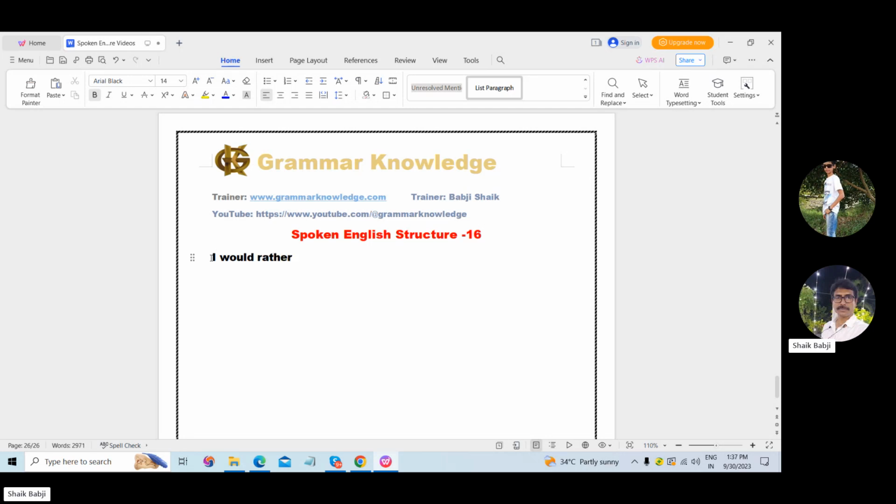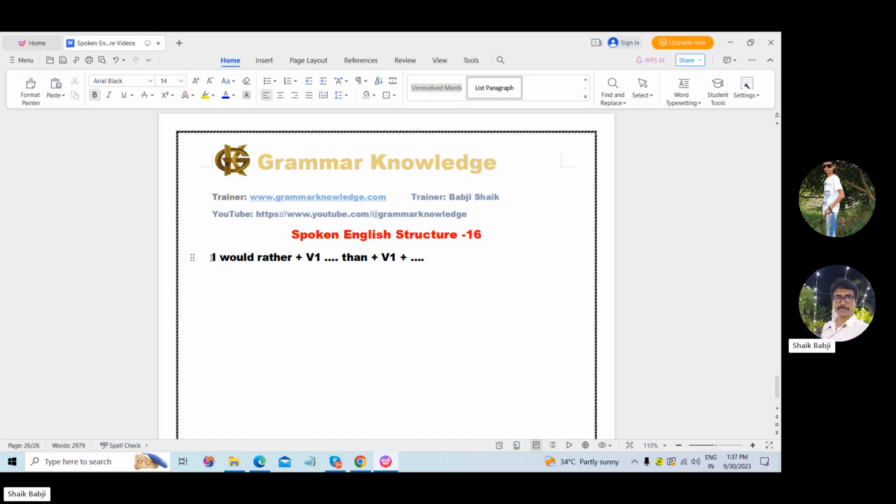I would rather. After that we have to use V1, the first form of the verb. I would rather plus V1 plus something. After that we have to use than, then after than plus V1 plus something. This is the structure: I would rather plus V1 plus something, than plus V1 plus something. Okay, this is the structure.